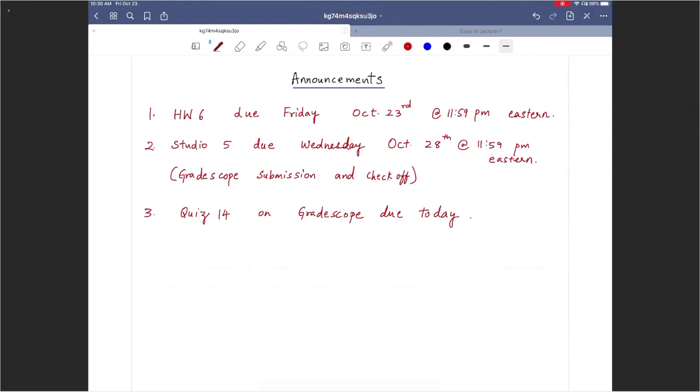Okay, so in today's lecture, we'll start again with announcements, and then we'll get into combinational logic design part 1. We'll continue our discussion on encoders.